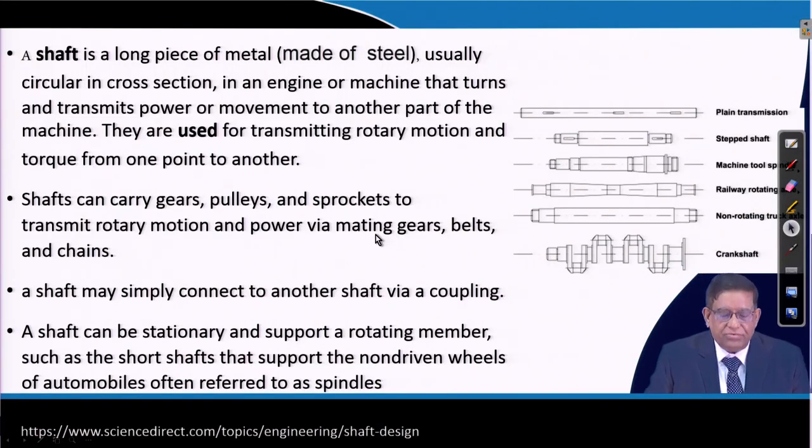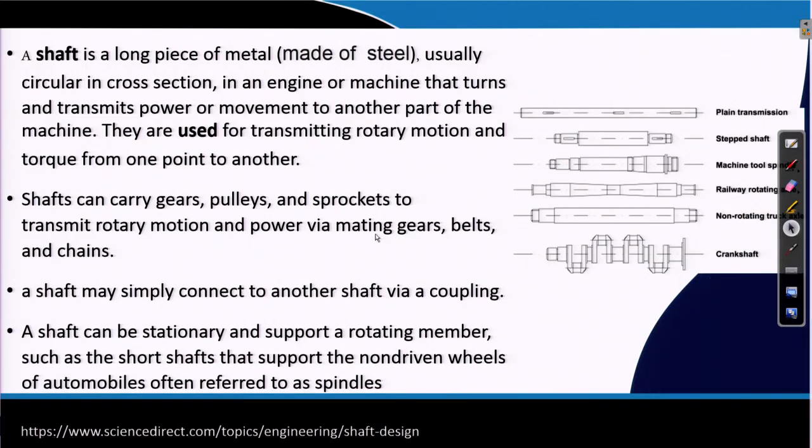As we know, the word shaft is known to mining engineers in a different way. Normally we understand a shaft as the vertical opening to the mineral deposit, but in mechanical engineering, a shaft is a long piece of metal, normally made of steel, usually circular in cross section, and it turns and transmits power or movement to another part of the machine.